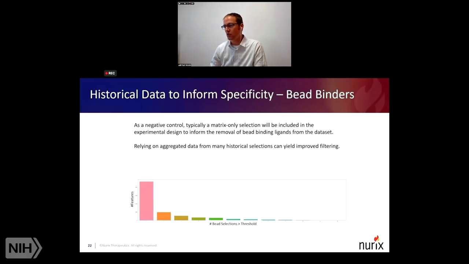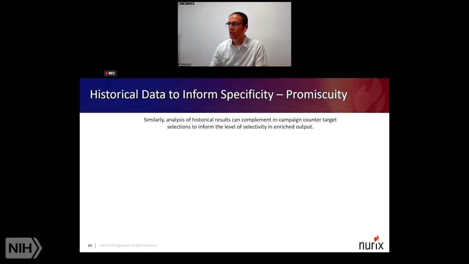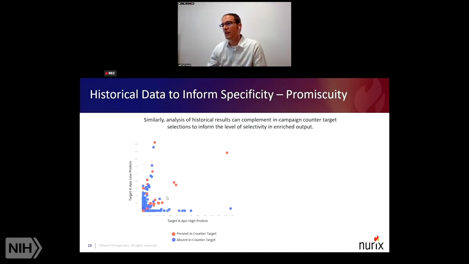And this idea of leveraging historical data works well not only for identifying bead binders and those sorts of bad actors, but also for understanding the promiscuity of the features and the ligands that you're seeing in your output. So let's consider a campaign where our target of interest is target A, and we have a counter target, target B, which is how we're going to remove promiscuous targets or ligands. And with this data, I've colored the features that are absent in the counter target in blue and present in the counter target in red.